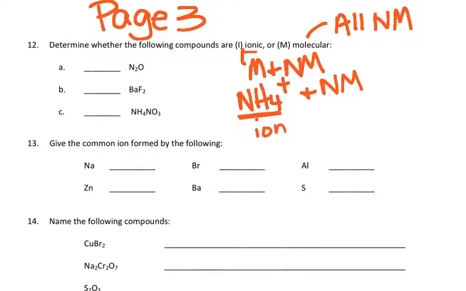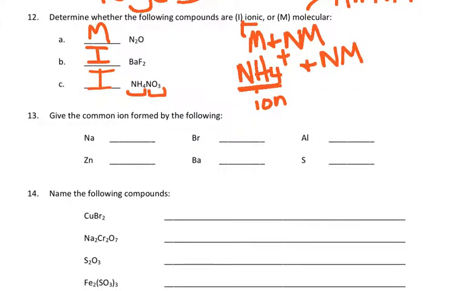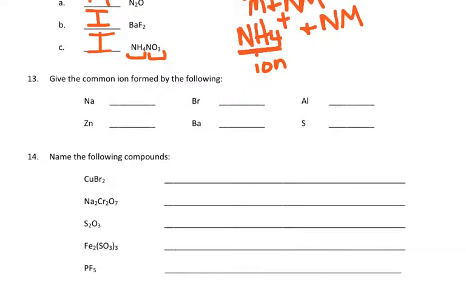So N2O, nitrogen, oxygen, both nonmetals, no polyatomics present, it's molecular. Barium fluoride has a metal, barium, and a nonmetal, fluorine, so that's going to make it ionic. And then NH4 is our ammonium ion, NO3 is our nitrate ion, so since they're both polyatomic ions, we have an ionic compound. If just one of them was a polyatomic ion, then it'd be an ionic compound.